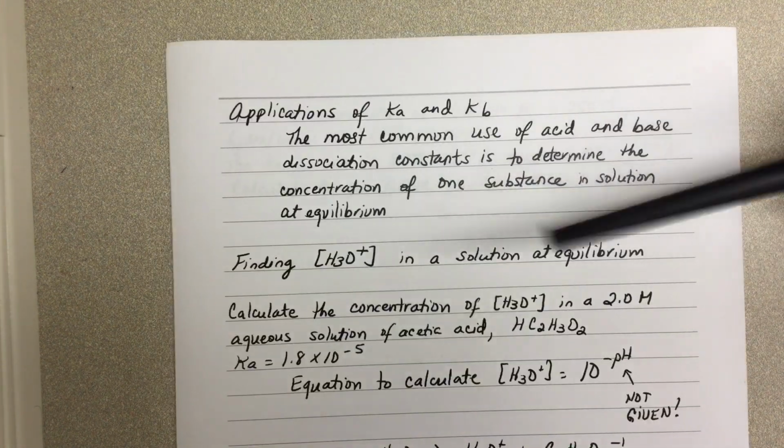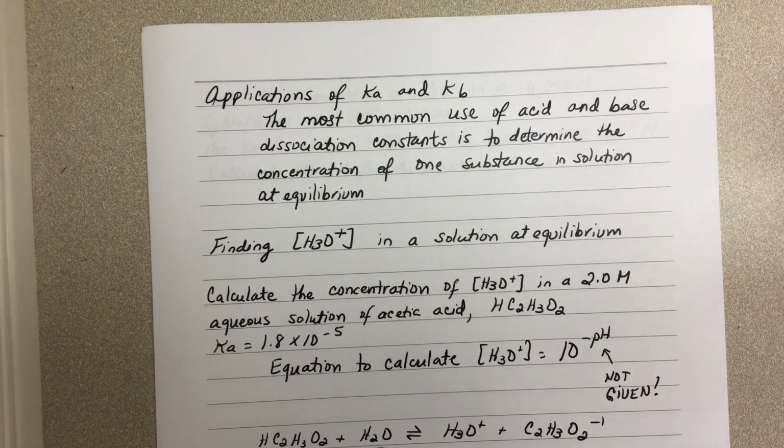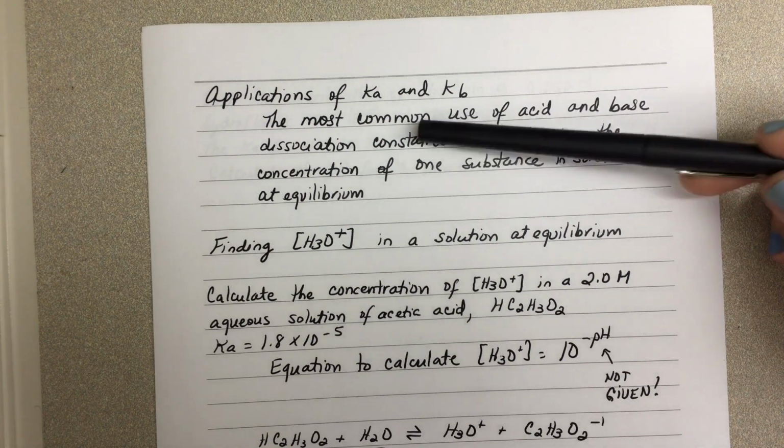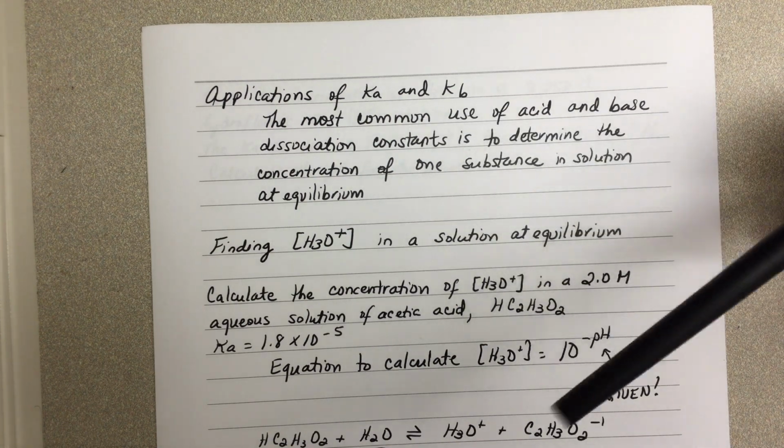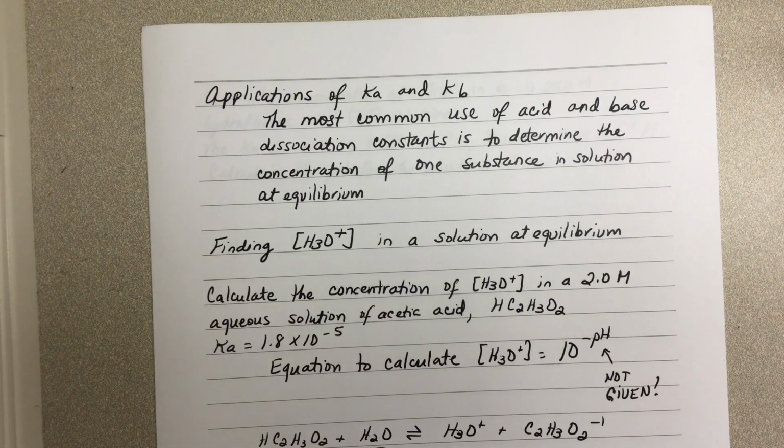So the value of Ka and Kb, as I already told you, you can use to predict the strength of a weak acid or a weak base. So you can compare several values of your equilibrium constants to say which acid or which base is stronger or weaker based on the numerical value. But we actually use those values to calculate concentrations in solution.